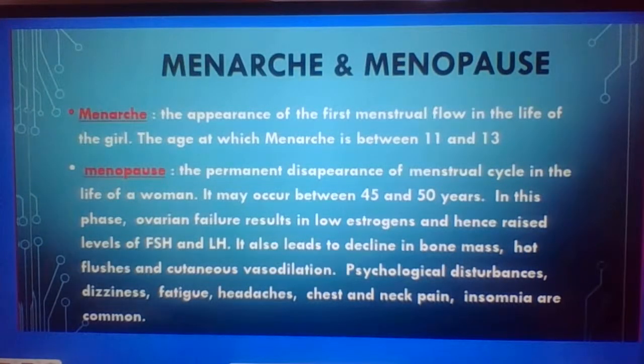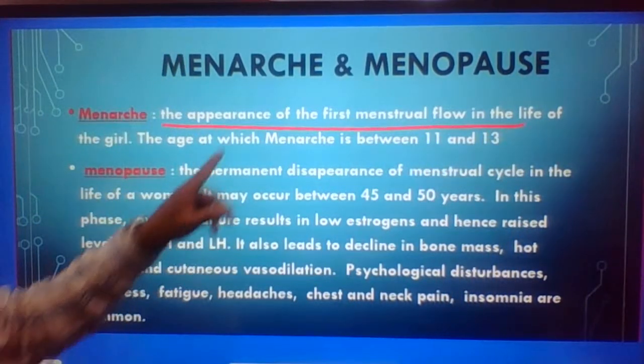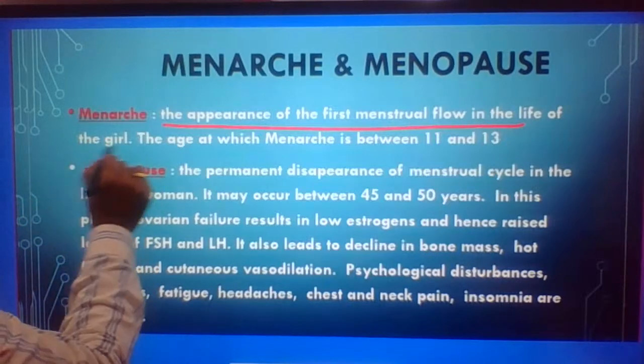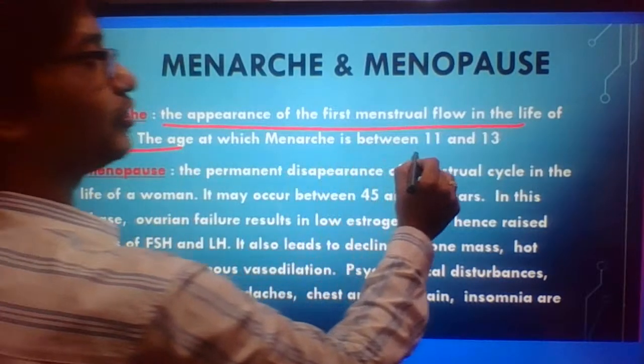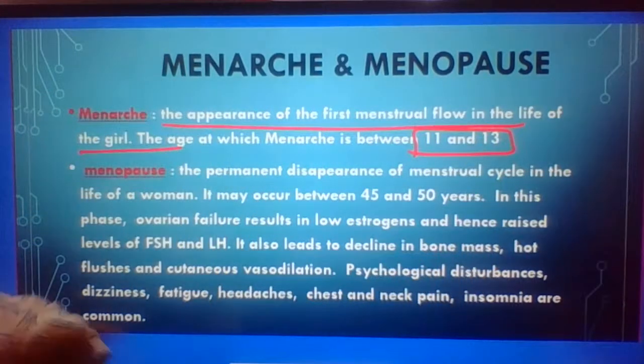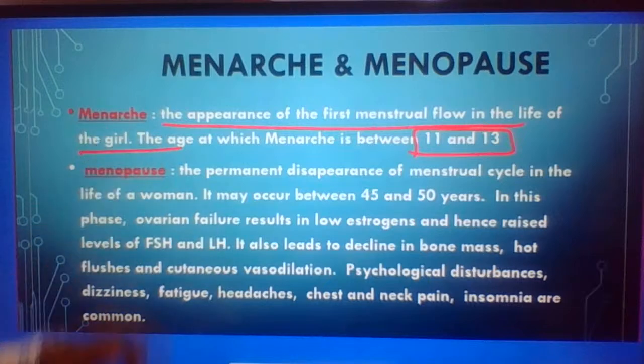As far as the female is concerned, what is menarche? This you know already. The appearance of the first menstrual flow. Puberty ஆன பிறகு first நடக்கிற menstrual cycle we call it a menarche. In the life of the girl, this occurs between the age of 11 and 13. இந்த ஏஜ்க்குள்ள வந்து, she is growing, எல்லா hormones normal ஆ இருக்கிற பட்சத்துல between the age of 11 and 13, the menarche occurs.